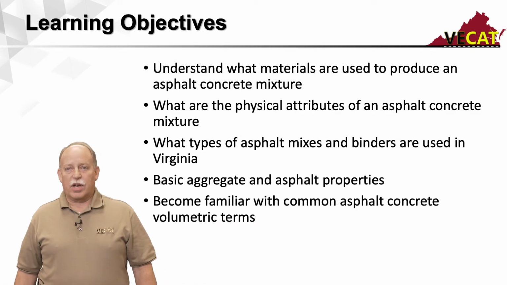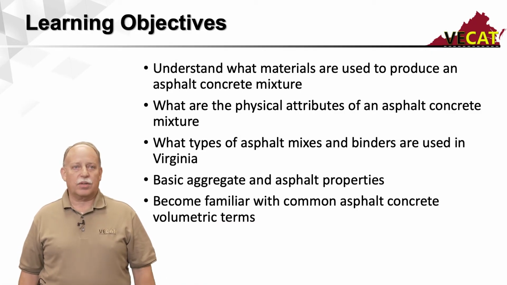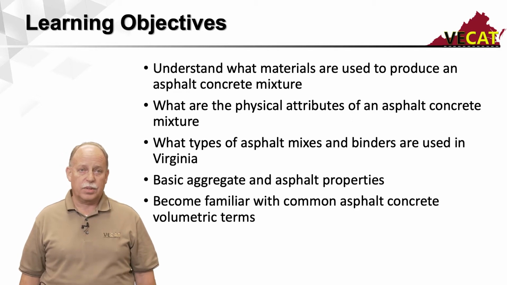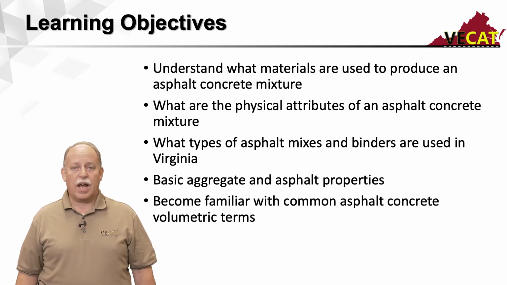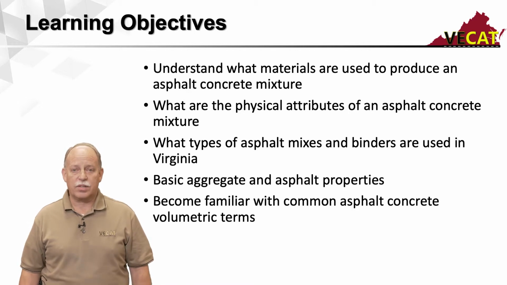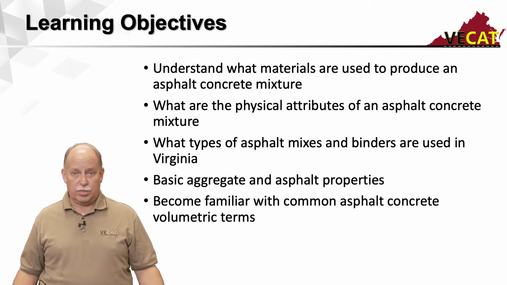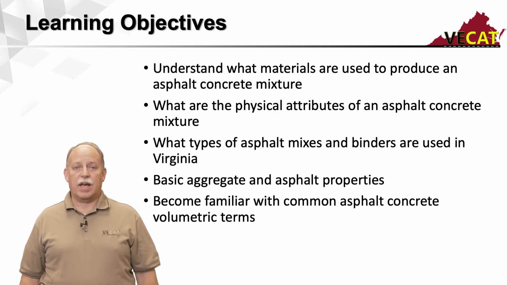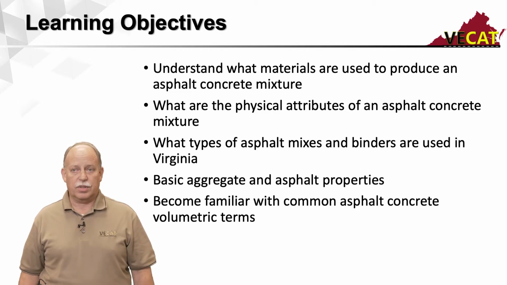For our learning objectives for this class, we're going to talk about the understanding of what materials are used to produce an asphalt concrete mixture. We're going to talk about what physical attributes of those asphalt concrete mixtures pertain to each and every one of those products. We're going to talk about what types of asphalt mixes and binders are used in Virginia, specifically for mainly VDOT, the basic aggregate and asphalt properties, and we're going to become familiar with the common asphalt concrete volumetric terms.